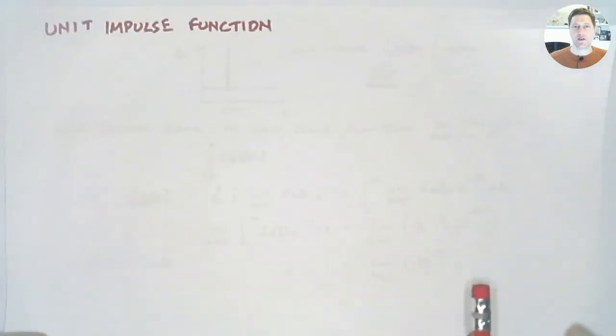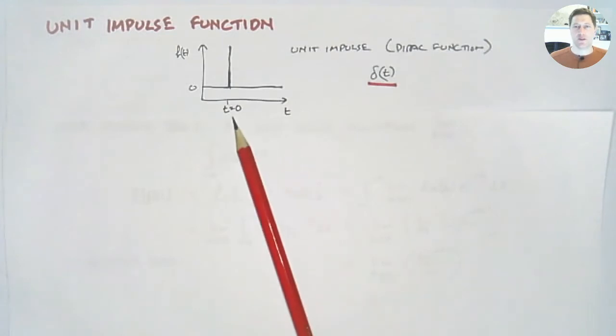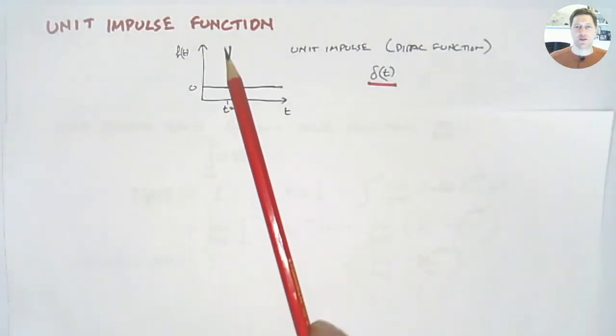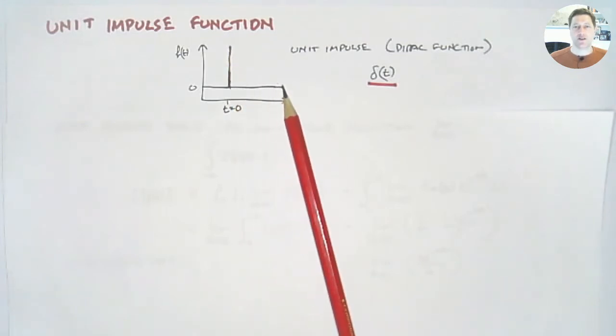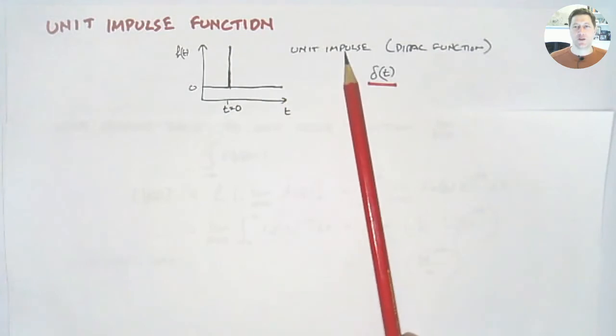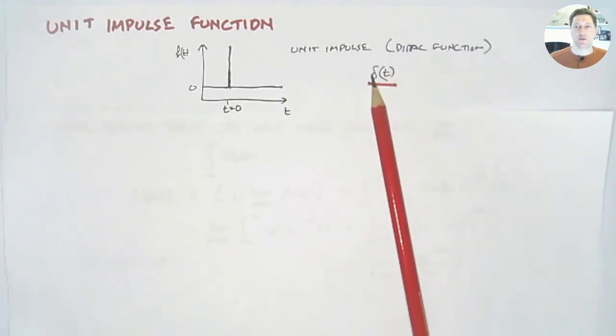So next we look at a special case called the unit impulse function. So the unit pulse function went up for a period of time and then went down again. Well, let's imagine that the period of time shrinks, gets smaller and smaller until it's infinitesimally small. Now we've got a function which is 0. At t equals 0, it shoots up infinitely high, shoots back down again, and then continues at 0. We call this the unit impulse. It's also called the Dirac function and has the normal symbol delta of t.